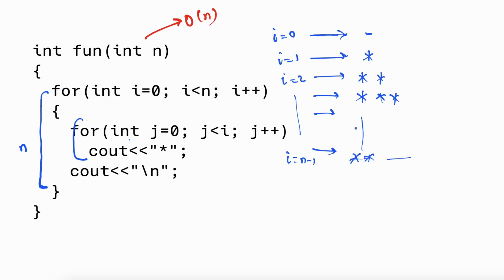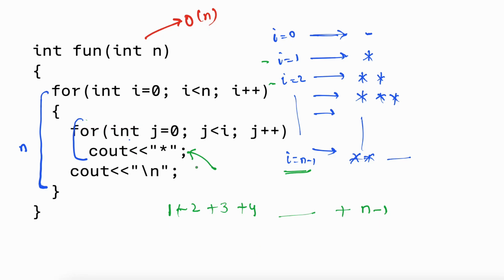So how much time do you think this function will take? Again, we have to look at this cout statement, because this cout statement is the statement which is getting executed the maximum number of times. Now, how many times is this statement getting executed? For i equal to 1, this statement will execute 1 time. For i equal to 2, the statement will get executed 2 times. For i equal to 3, 3 times. For i equal to 4, 4 times, and so on. For the last value of i, which is n minus 1, this statement will get executed n minus 1 times.